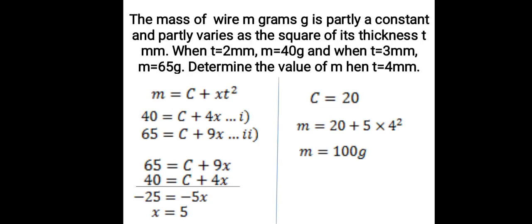The mass of a wire m grams is partially constant and partially varies as the square of its thickness t millimeter. When t is equal to 2 millimeter, m is equal to 40 gram, and when t is equal to 3 millimeter, m is equal to 65 gram. Determine the value of m when t is equal to 4 millimeter. The value is 100 gram.